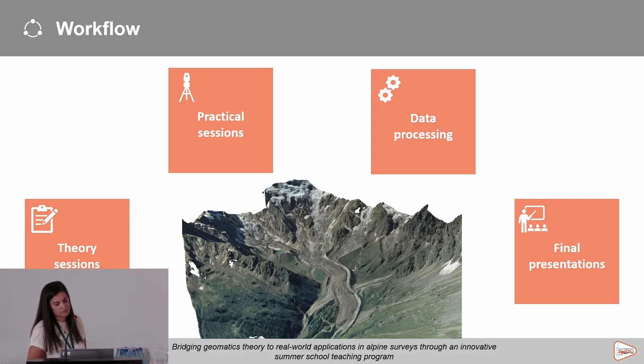First, we identified a modular workflow for the summer school that mainly consists of theory sessions with some basic introduction to the theory of the disciplines involved, and practical sessions, so hands-on learning, learning by doing. Also some data processing, of course, in order to obtain the data, made by the students themselves with peer-led tutoring and guided sessions that are part of the main research project initiative. And also final presentations that engage in critical thinking about the experience and shared feedback, especially by students, in order to improve constantly in the new version of the summer school, with suggestions and also maybe criticism.